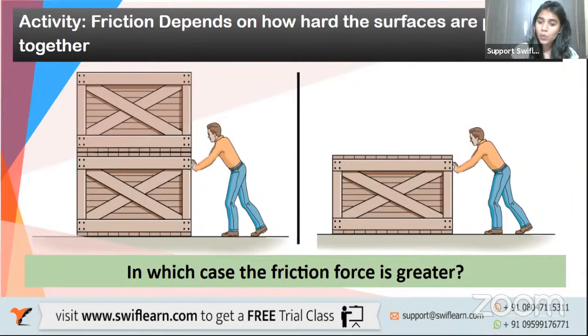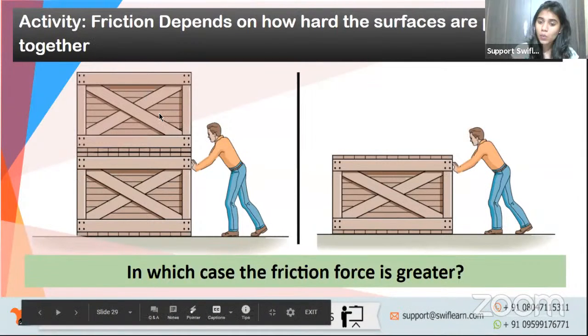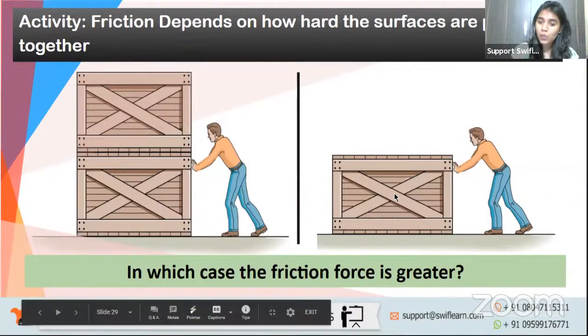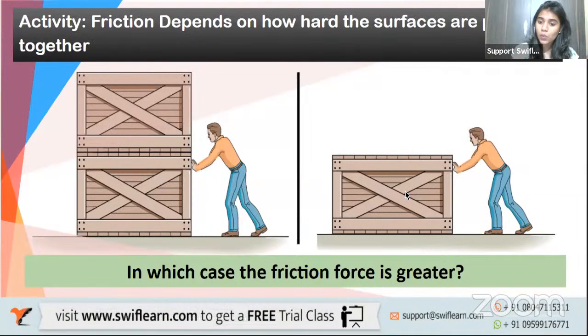Okay, now moving ahead, we will do another activity to see that friction depends on how hard the surfaces are pressed together. I have taken two cases here. In the first case, I have taken two boxes of the same mass, and in the second case, I have taken only one box of the same mass.